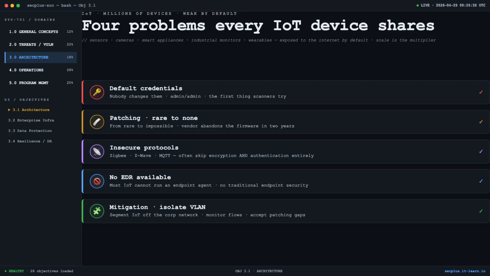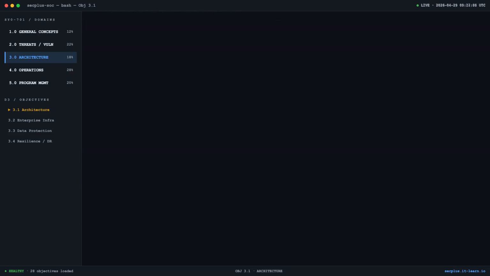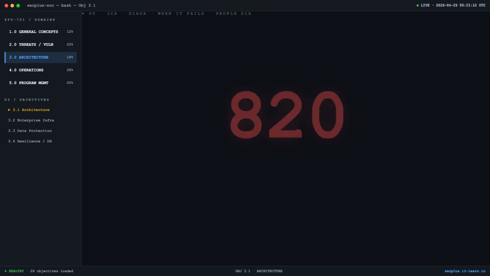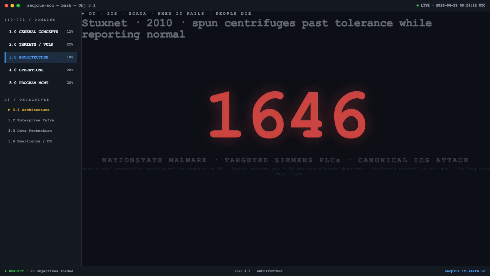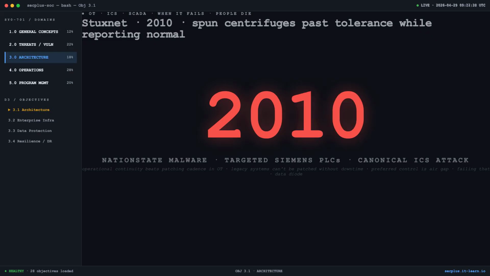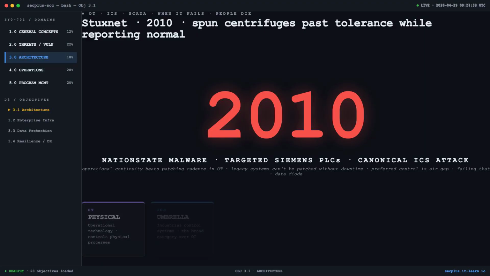Then there is industrial. OT, operational technology, controls physical processes. ICS, industrial control systems, is the broad umbrella. SCADA, supervisory control and data acquisition, supervises distributed systems like power grids, water treatment, and pipelines. RTOS, real-time operating systems, run medical devices and vehicles where deterministic timing is the safety property. Embedded systems are single-purpose devices with fixed firmware: printers, routers, vehicle ECUs. The big difference between IT security and OT security: when OT fails, people can die.